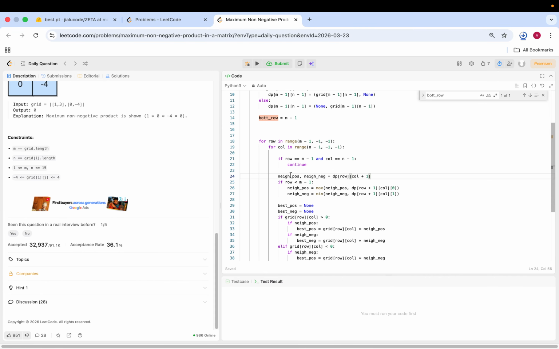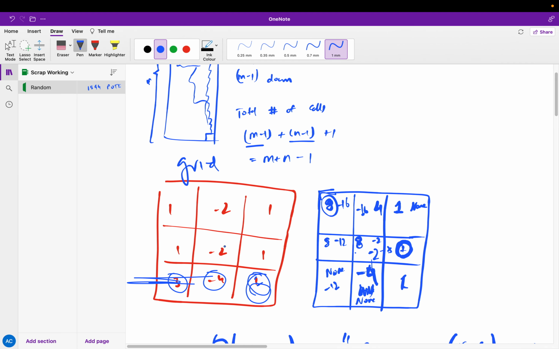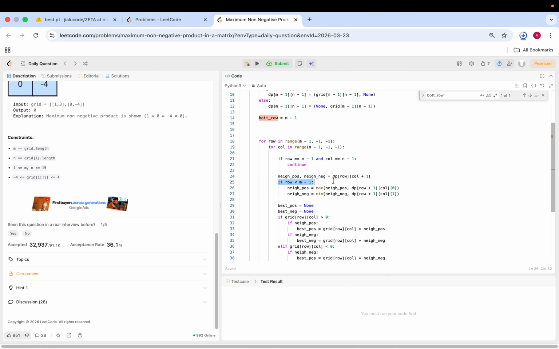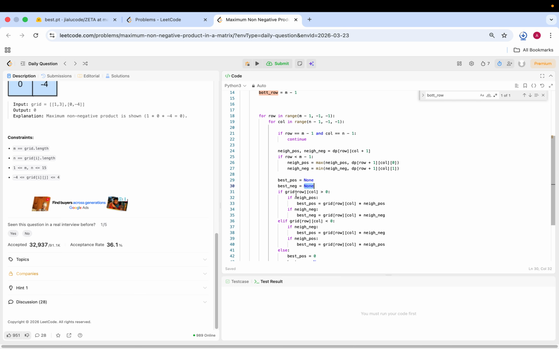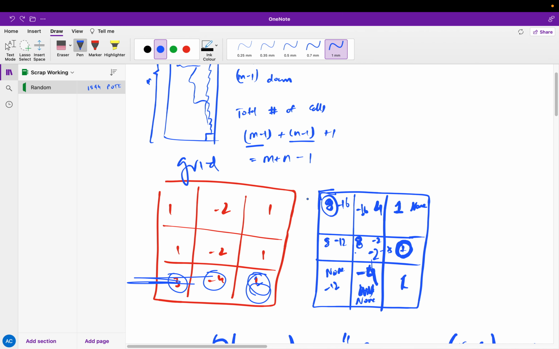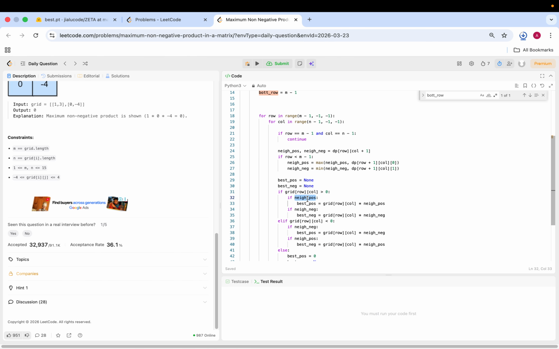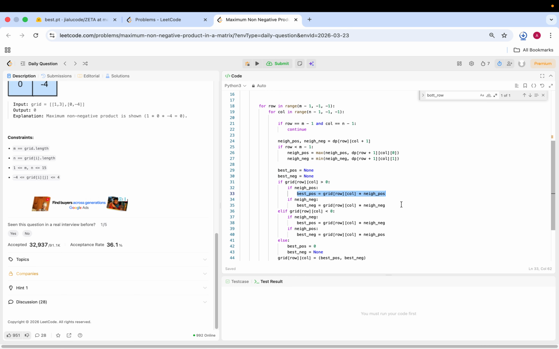Otherwise, do all this, look at the right neighbor, also compare it with the bottom neighbor if a bottom neighbor exists, and it will exist if we aren't on the bottom row. That's why I do that. Best positive is none, best negative is none. If a neighbor positive exists, that is, there is a way to get a positive value somehow, then best positive is that, best negative is that.